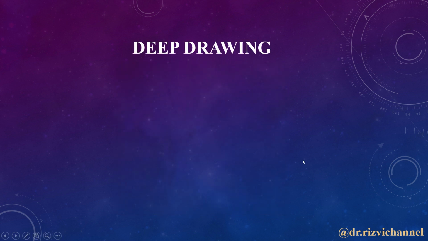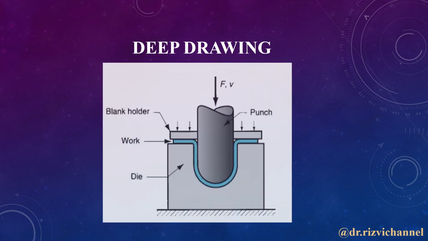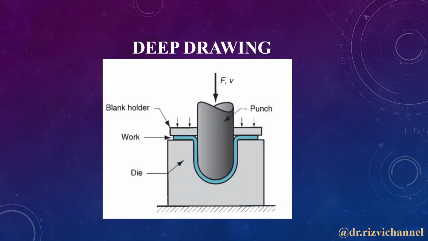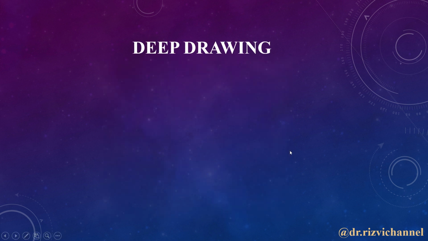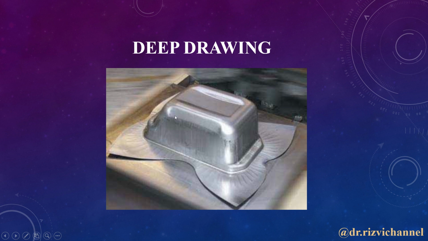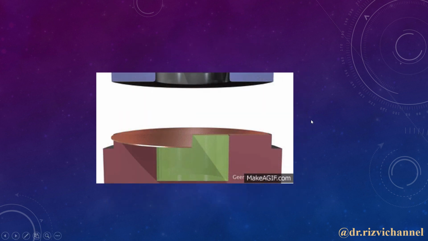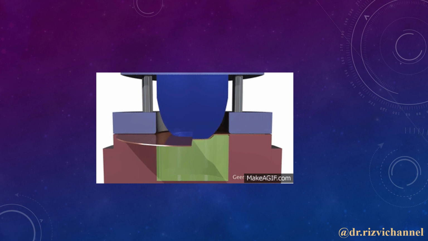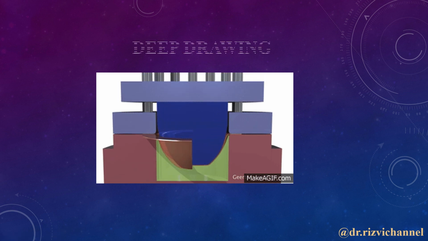Next operation is deep drawing. These operations are generally performed to produce cup shapes, cylinders, etc. The punch is forced and the sheet acquires the shape of the die. We can form these types of shapes, cup or tub shapes, from deep drawing. Here is a GIF showing the process of deep drawing.